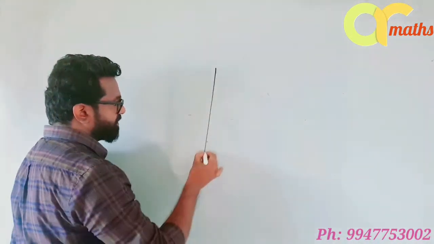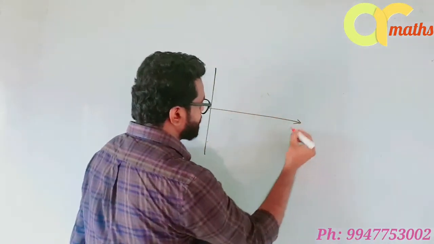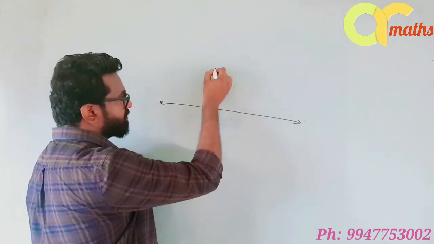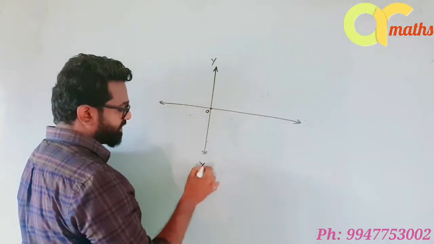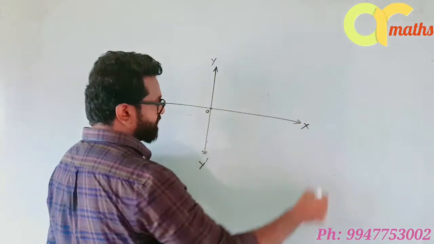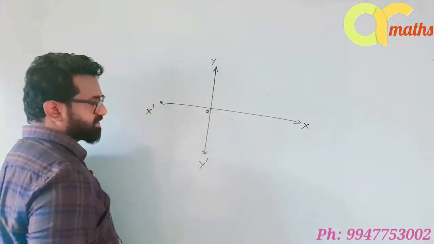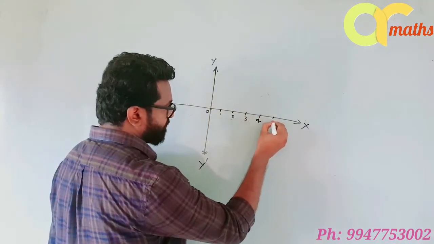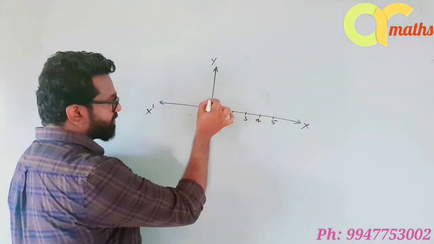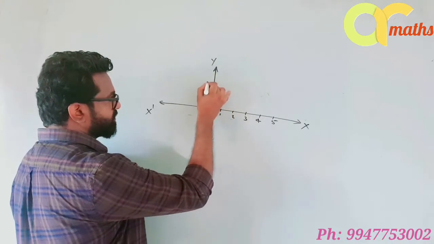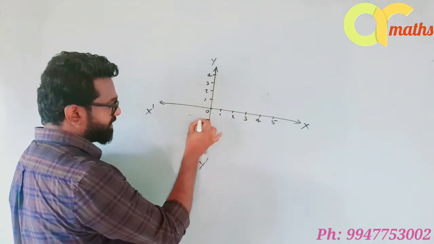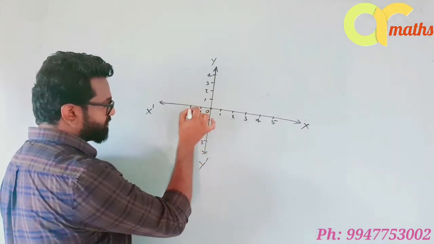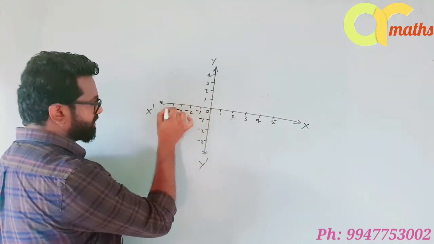Next, listen. Suppose a Cartesian plane, x axis and y axis. This is origin 0, this is y, positive side, here negative side y dash, positive x side, so this is x dash, 1, 2, 3, 4, 5, etc. 1, 2, 3, 4, here minus 1, minus 2, minus 3, etc. minus 1, minus 2, minus 3, minus 4.